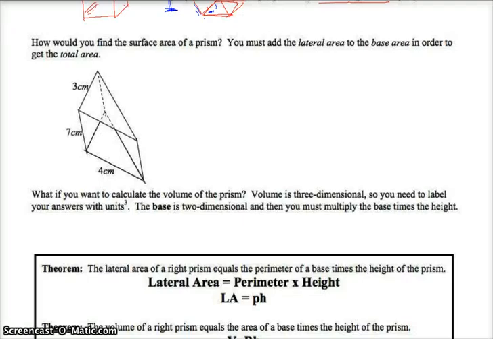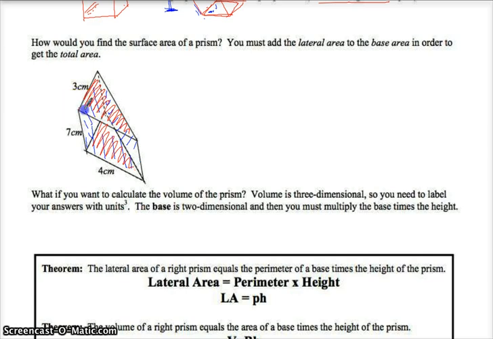Okay, moving on. How would you find the surface area? So we're going to talk about surface area and volume today. How would you find the surface area of a prism? You must add the lateral area to the base area in order to get the total area. Lateral area is all of your rectangular pieces, right? So this blue part is our lateral area. Your base area is your triangle up here and your triangle down here. Those are clearly the bases, right? So we need to add all those pieces together.